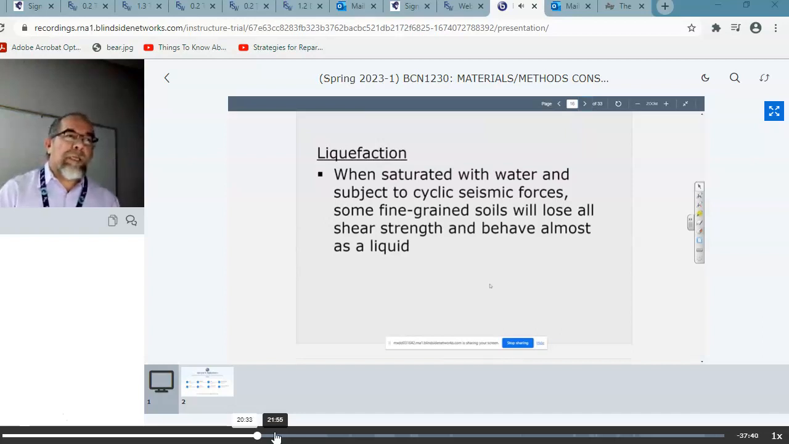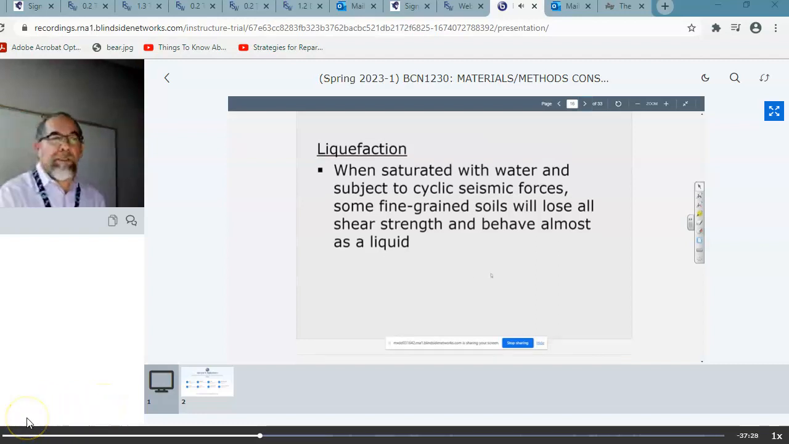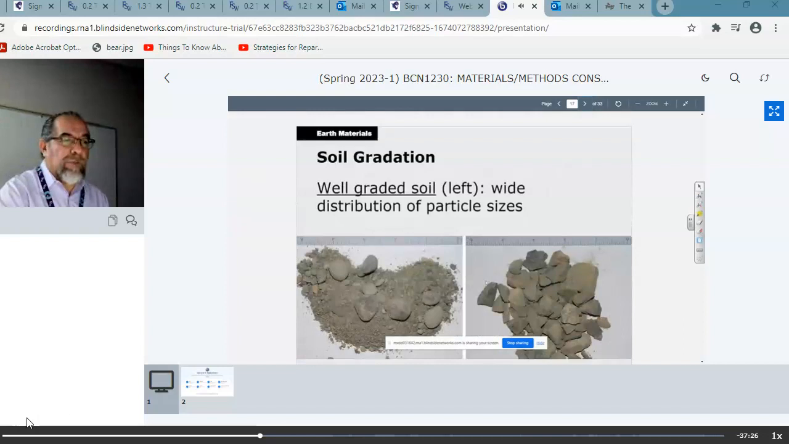Liquefaction: when saturated with water and subject to seismic forces, some fine-grained soils will lose all their shear strength and behave almost like a liquid. Another problem, right?